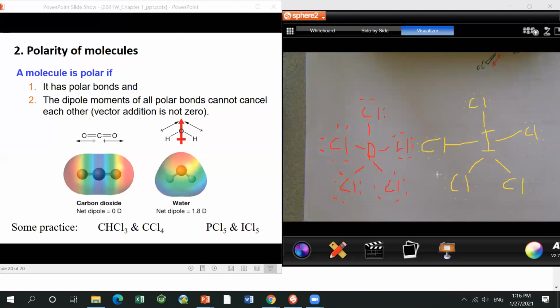Yeah, lone pair electrons. All right, once you're done drawing the Lewis structures, please type in the chat window: what are the molecule shapes of these two molecules, and is each a polar molecule or a non-polar molecule?